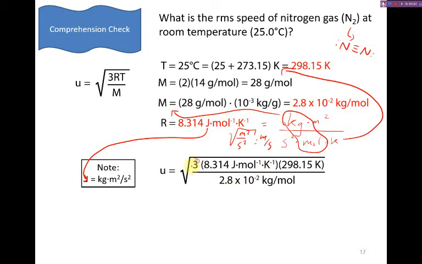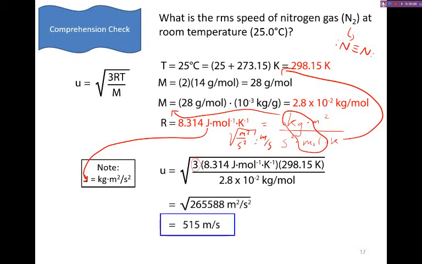This value of 3 comes from the fact that we're taking and simplifying what is a three-dimensional velocity into a single-dimensional speed. So if we solve for this, we get a root mean square speed of 515 meters per second. That's actually really, really fast.